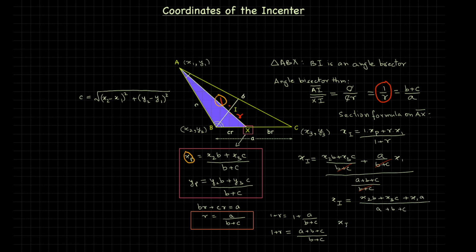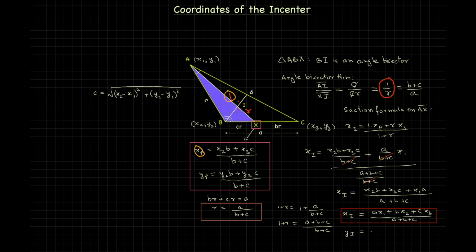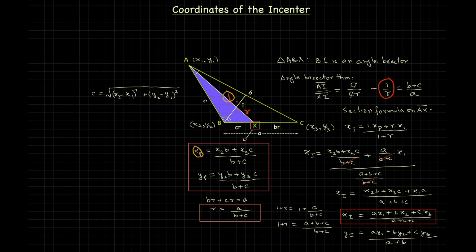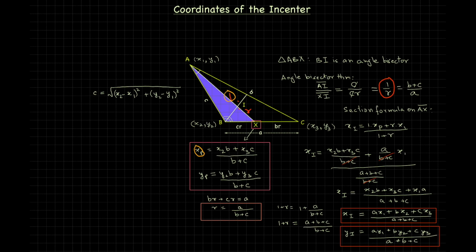And rearranging that, we get xi is a times x1 plus b times x2 plus c times x3, divided by a plus b plus c. And yi will have the exact same form, so we will get a times y1 plus b times y2 plus c times y3, divided by a plus b plus c. And of course, a, b and c can be determined from the coordinates as well, as we saw earlier. So just by knowing the coordinates of the three vertices, we can find the coordinates of the incenter.